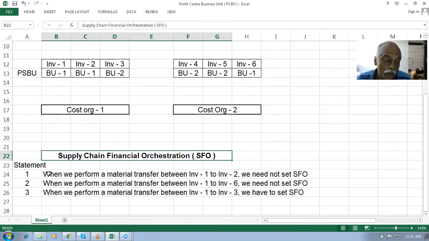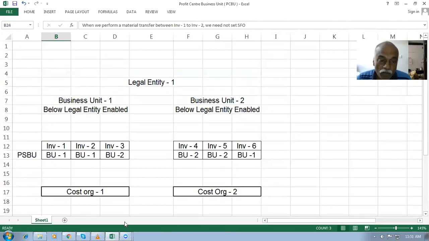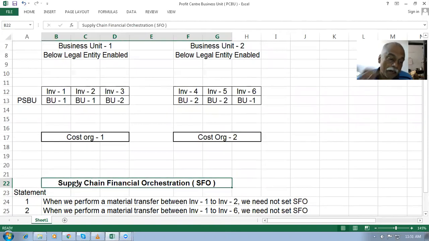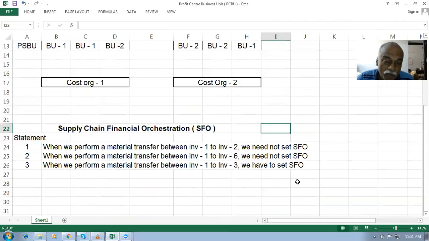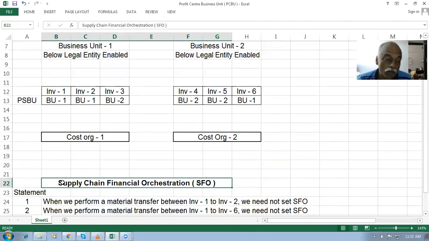So it's a need-based setup. If required, we'll do it; otherwise, we will bypass it. This is not a mandatory setup for performing transfers between two orgs which belong to different business units. As far as the profit center business unit is concerned, for the same one you won't do it, and if two orgs belong to two different PSBUs, it will be on a need basis.